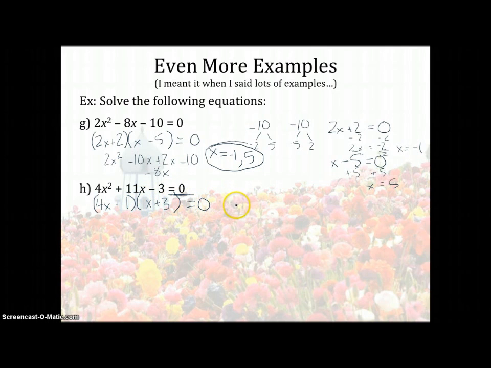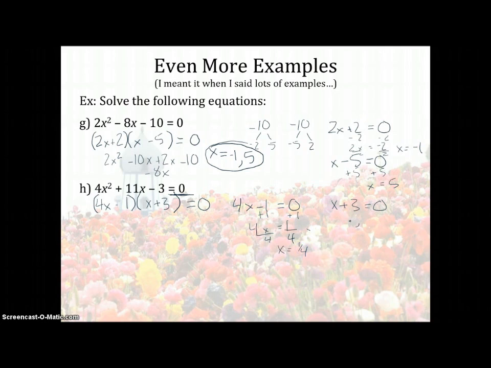But the next step, the important step for these equation ones, is we need to set each of the factors. So 4x minus 1 needs to be set equal to 0, and we also need to set x plus 3 equal to 0. So here we add 1 to both sides, and we get 4x is equal to 1. Then we can divide by 4 on both sides, and that's going to give us x is equal to 1/4.